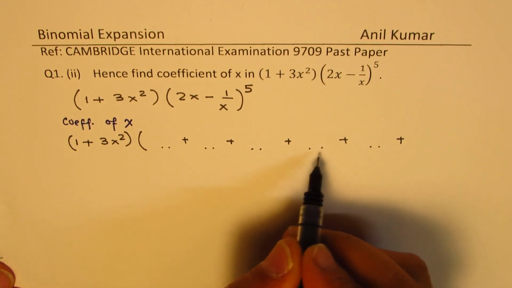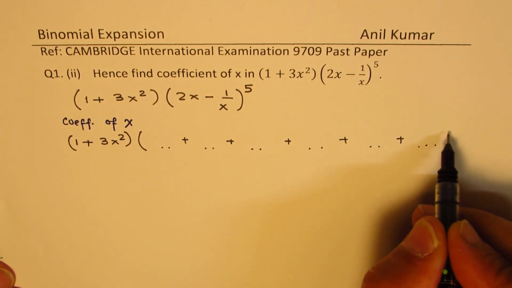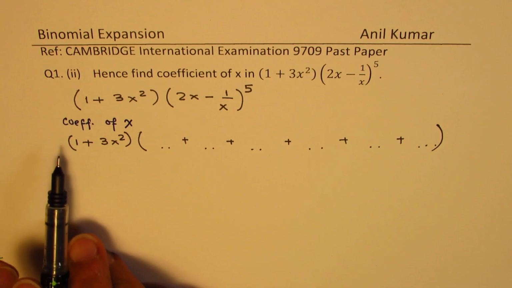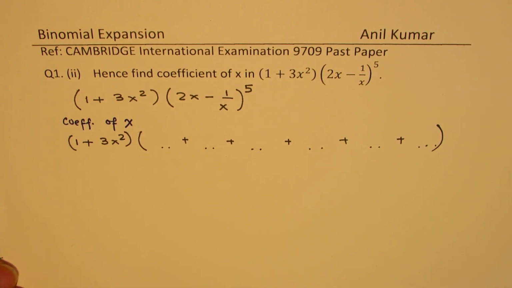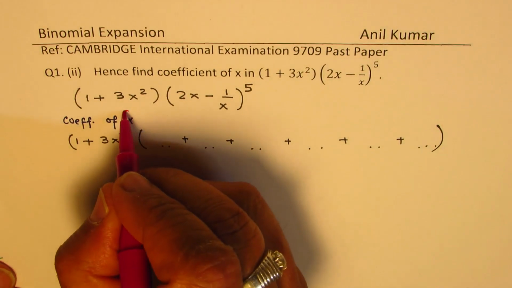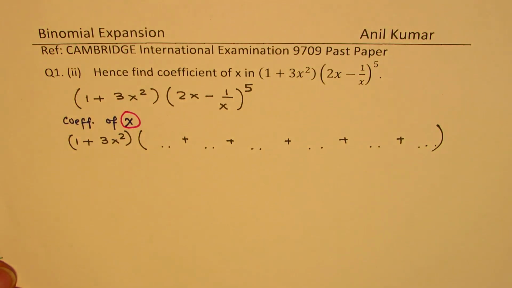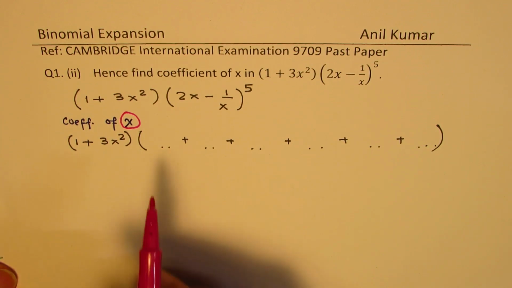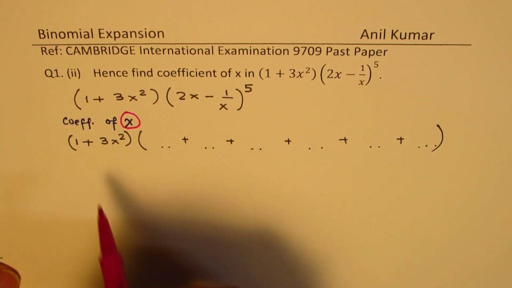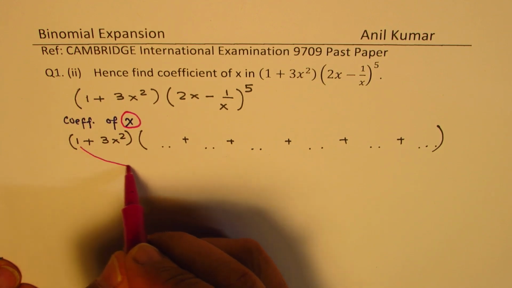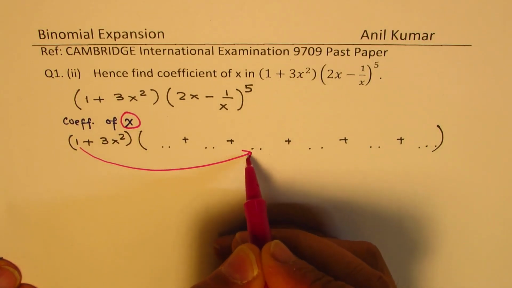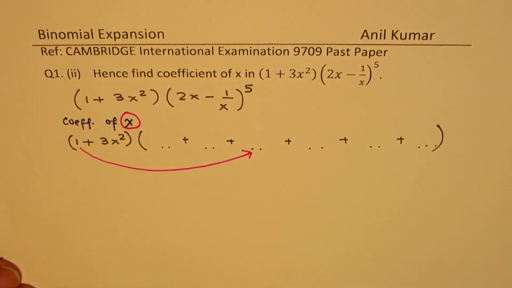So 1, 2, 3, 4, 5, and there are 6 terms in it. Clear? So when you multiply, in that case, how do you get x? This is what you need to understand. We just found that the third term, where r is equal to 2, that is 0, 1, and 2. So when you multiply that term here, you get x, right? This term was 80x.